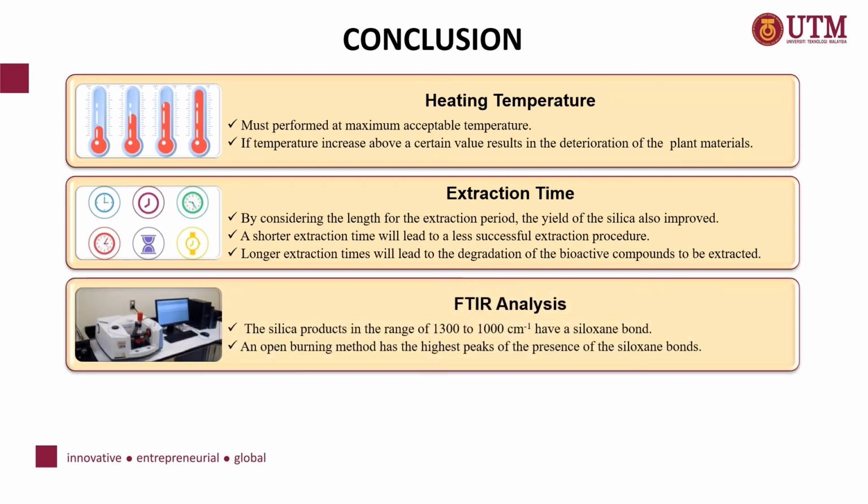Next, FTIR analysis will show a wave number that has the presence of silica, which shows the siloxane bond in the nanosilica from the rice ash. The silica products in the range of 1,300 to 1,000 per centimeter have a prominent band corresponding to the siloxane bond asymmetric extension. It also concludes that an open burning method has the highest peak of the presence of the siloxane bonds, which is the silica from the rice ash.